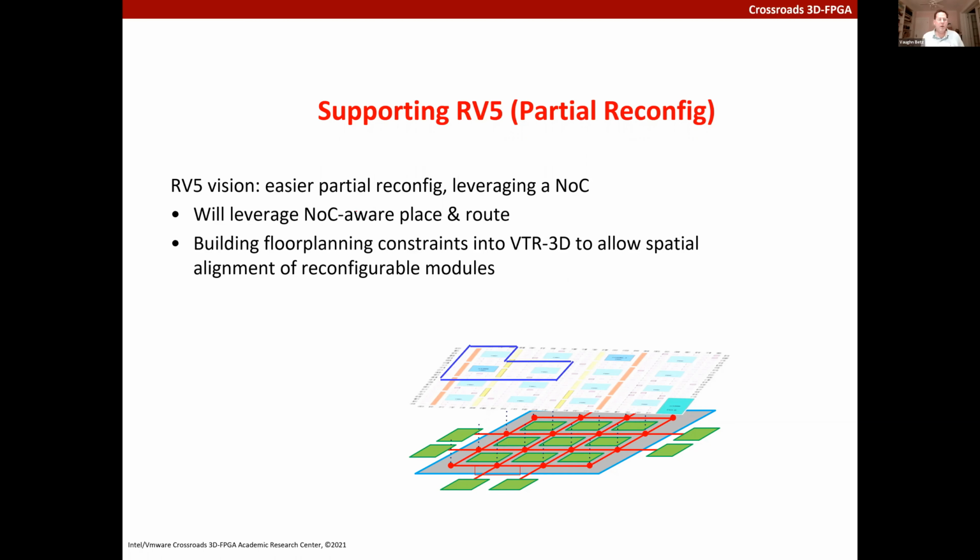But the other thing we need for partial reconfig from a physical point of view is we have to be able to constrain where we put various parts of our design so we can swap them in and out. So we're building floor planning constraints into VTR, and basically they'll allow arbitrary regions. So this L-shaped region that I'm showing here would be fine.